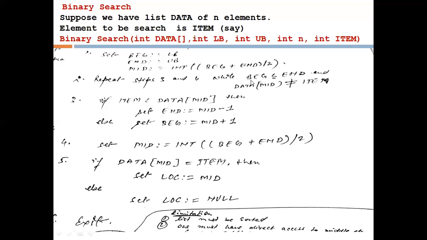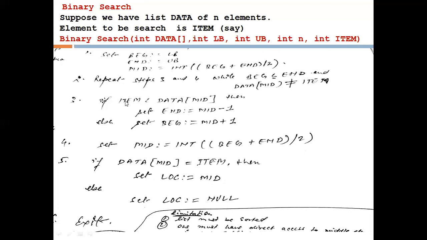Repeat steps 3 and 4 while beginning less than or equal to end and data[mid] not equal to item. If the element is not found, this loop will continue. If item less than data[mid], the item is smaller than the middle element, then end will be updated and end is equal to mid minus 1. Why? Because the sublist will be from beginning to end, and end will be the previous element of the middle element. So end is equal to mid minus 1.